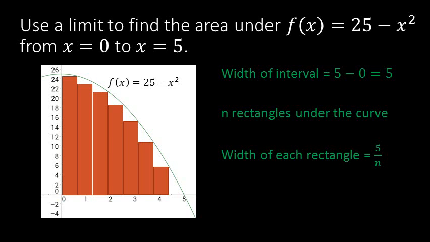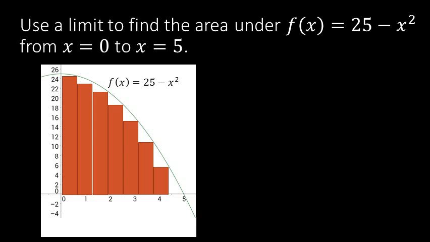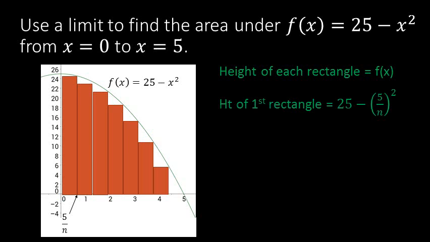The width of the interval from 0 to 5 is 5 units. If we separate this area into n rectangles of uniform width, then each rectangle will have a width of 5 divided by n. The height of each rectangle will be found by f of x. If we use right-hand rectangles, the x value on the right side of the first rectangle is 5 over n. So the height of that rectangle will be 25 minus 5 over n squared.